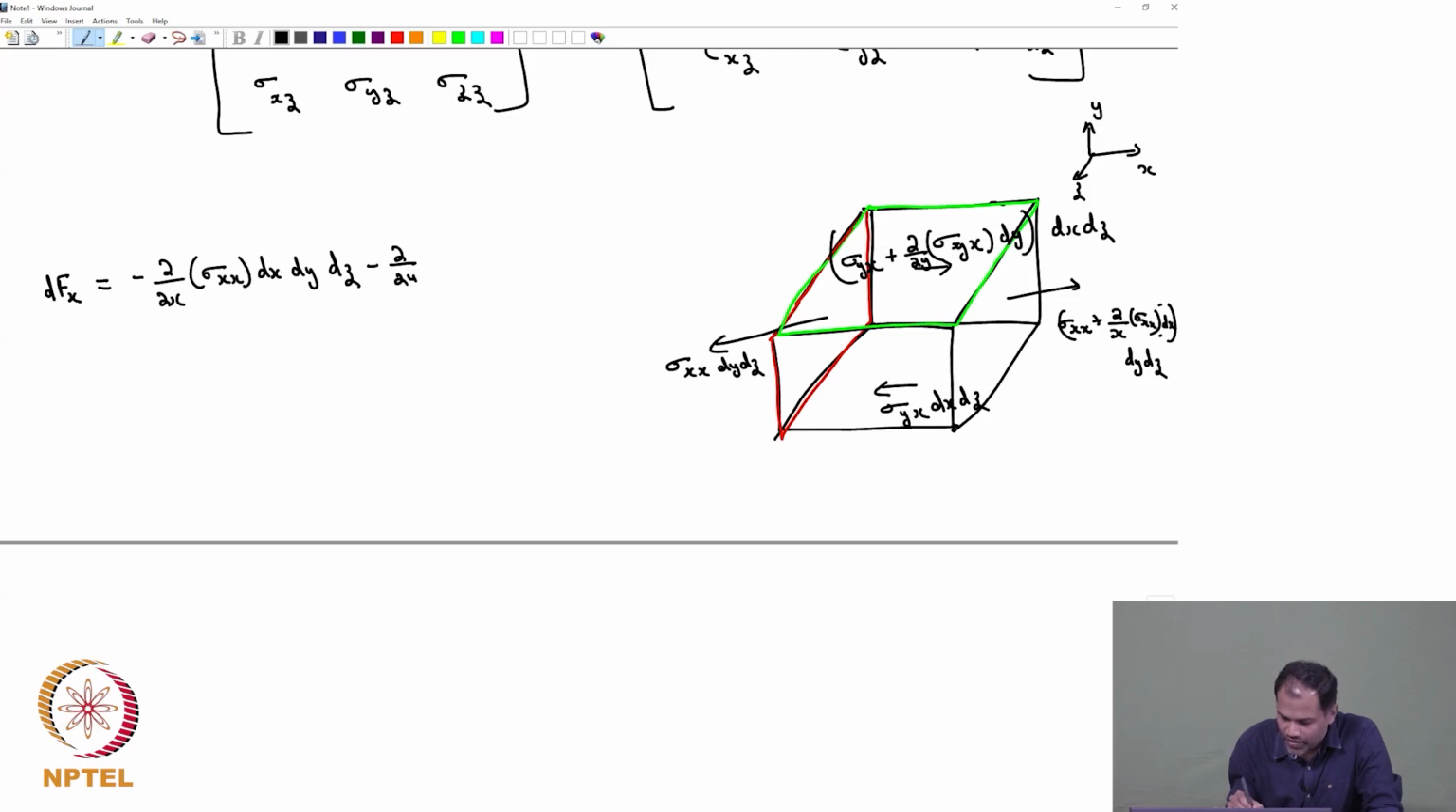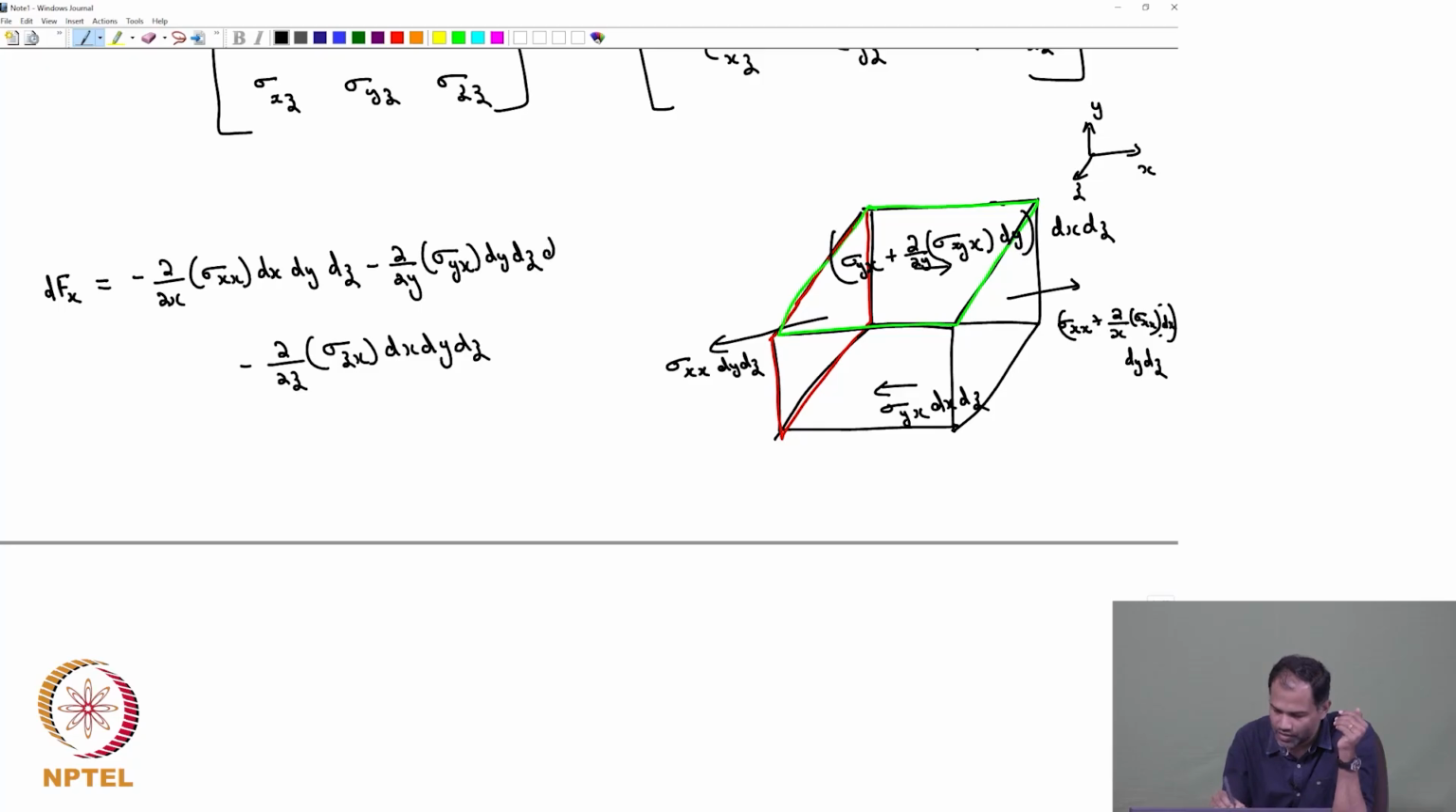minus del by del y of sigma yx dy dz, and similarly there is going to be a contribution that is coming from the z faces, minus del by del z of sigma zx dx dy dz, right. So, that is the total force that is going to be acting on this fluid element.